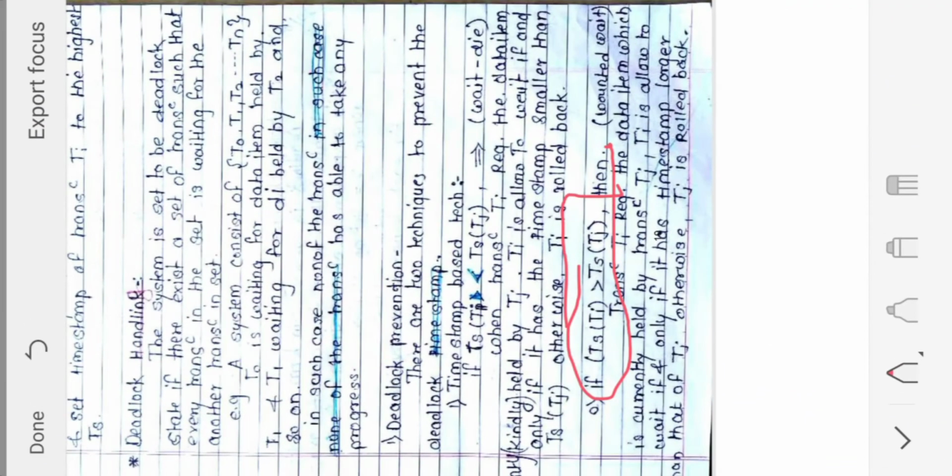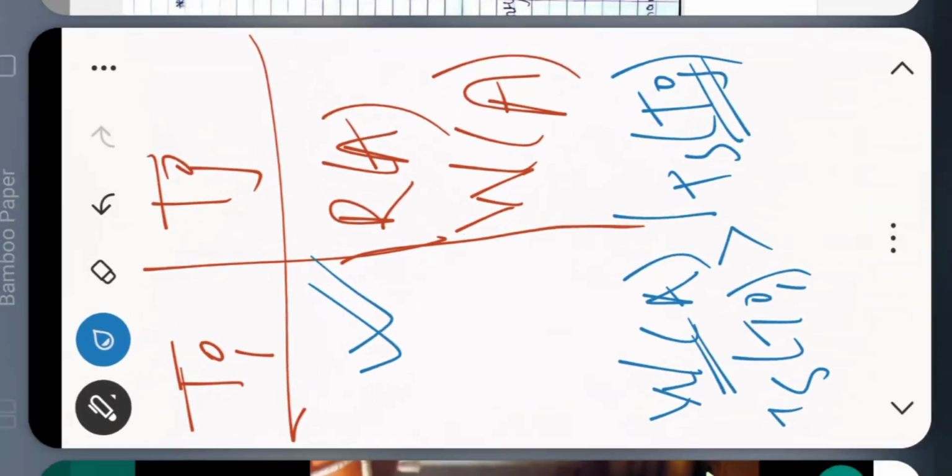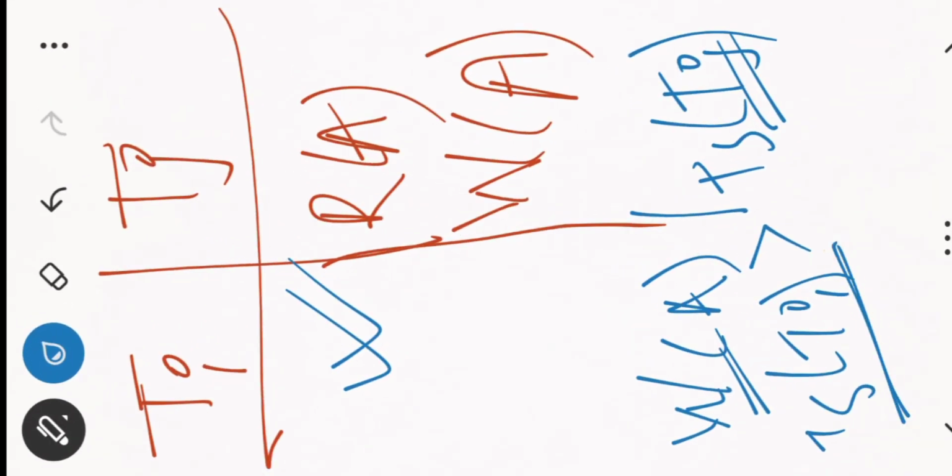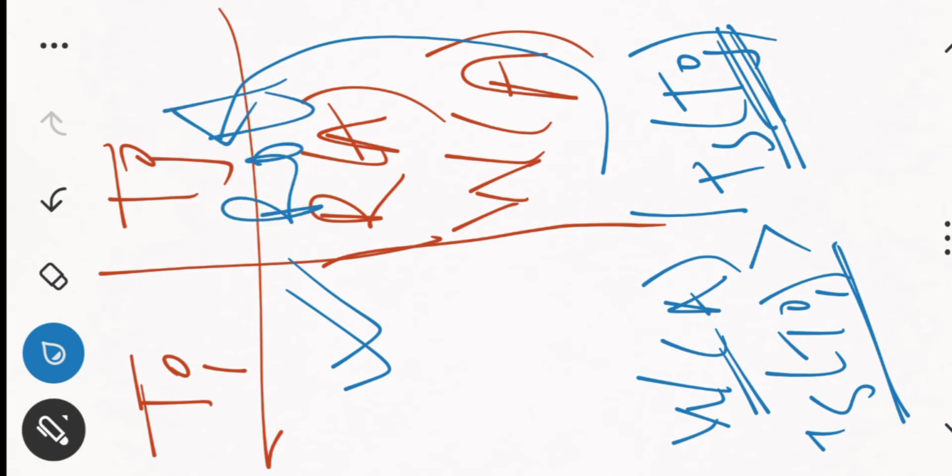In that case, the transaction Ti wants to read the data item which is currently held by transaction Tj, then Ti is allowed to wait. When is it allowed to wait? If and only if the timestamp of transaction Ti is larger than that of transaction Tj, then Tj is rolled back. In this case, you can see the timestamp of transaction Ti is greater than the timestamp of transaction Tj. In that case, the Tj will get rolled back.